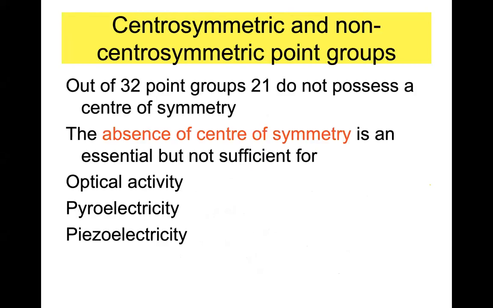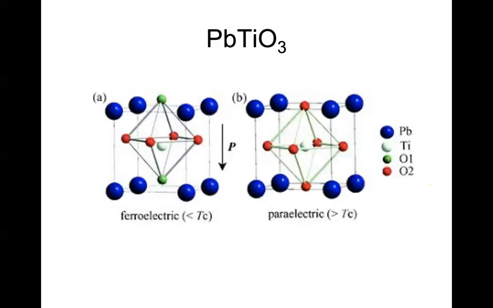Okay. Now, non-centrosymmetric and centrosymmetric point groups. Out of 32 point groups, 21 do not possess center of symmetry. The absence of center of symmetry is an essential but not sufficient condition for optical activity, pyroelectricity, and piezoelectricity. Okay, but it's very important. Look at this lead titanate or barium titanate.